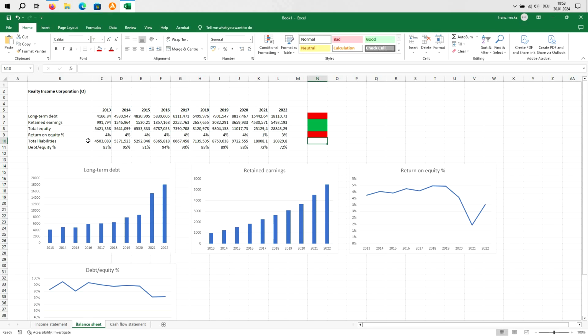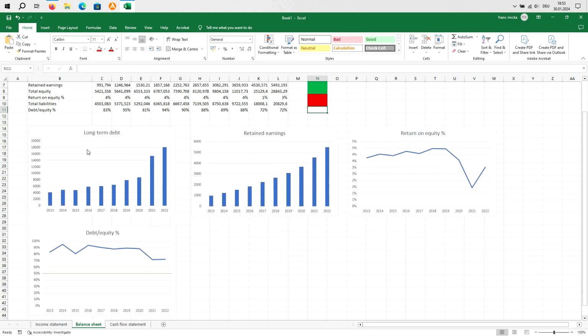Total liabilities, bro, this is all the debts that they have basically and all the costs. They are growing as well through the years, which is a bad sign. And debt to equity means basically how high the debt is in terms of how much money they have, okay? And ideally you would want this to be below 50. And here we can see that it's around 80, 90, 70, which is horrible, which is why they get a red flag for that as well.